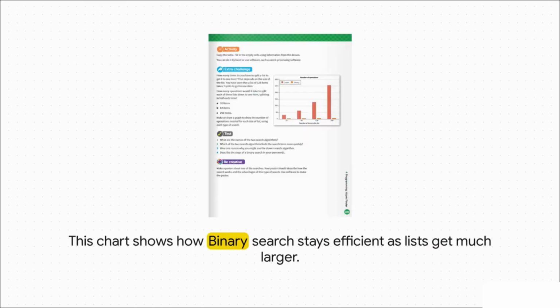And this visual really drives the point home. Look at the red bars for linear search. As the list gets bigger, the number of steps it has to take just shoots straight up. Now look at the orange bars for binary search. They barely even move. That massive performance gap just gets wider and wider as the data gets bigger.